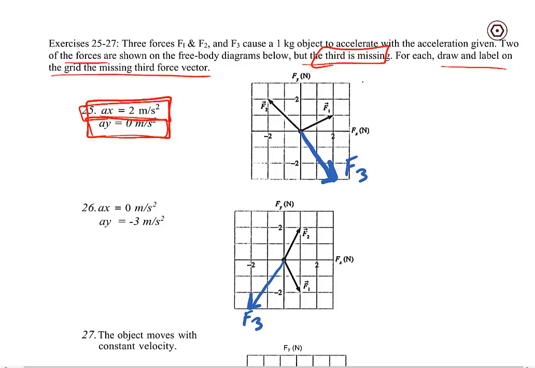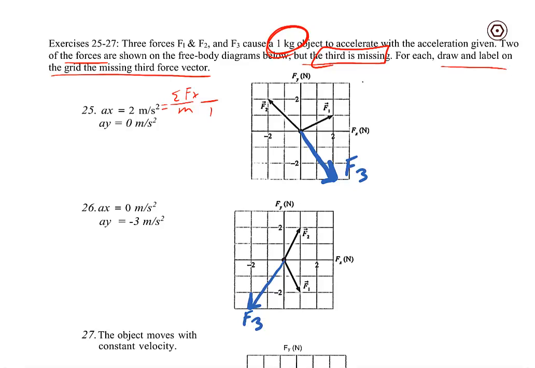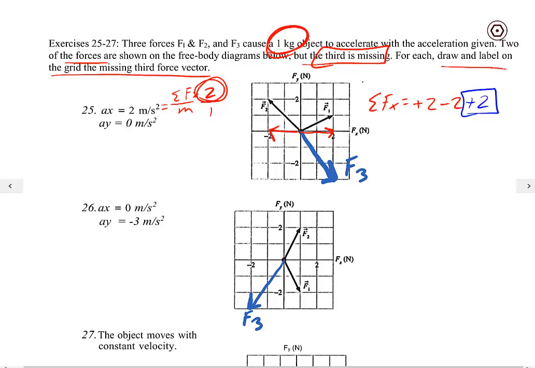So we need in the x direction to have an acceleration of 2, and we know that acceleration is the net force in the x direction over the mass, and it tells us here that the mass is 1. So if we want an acceleration of 2, we have to have a net force of 2. Looking at this diagram, in the x direction we have a +2, and over here we have a -2, so we need a net force of 2, which means whatever vector we add needs to have in the x direction a force of 2.